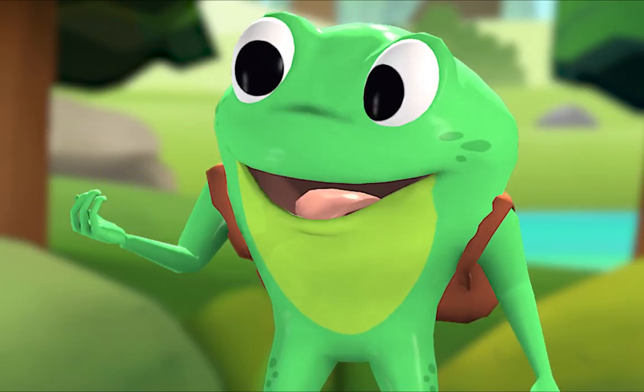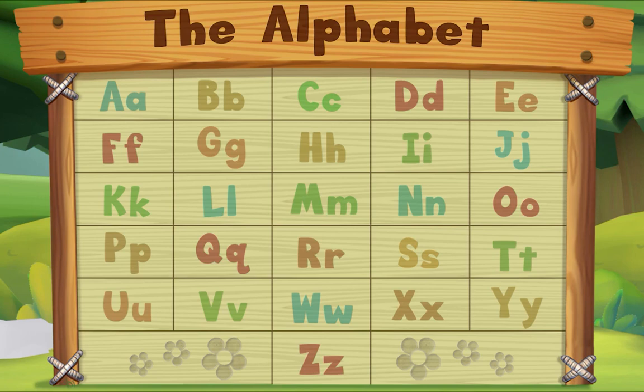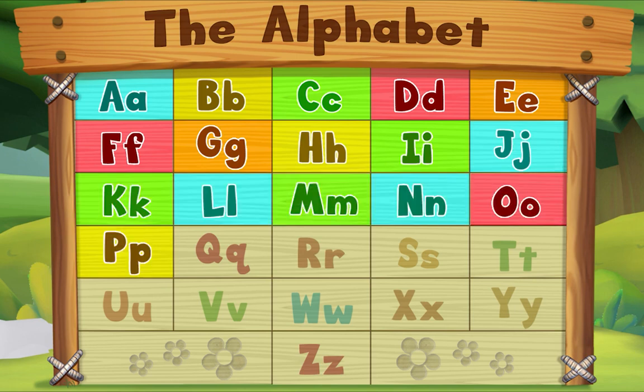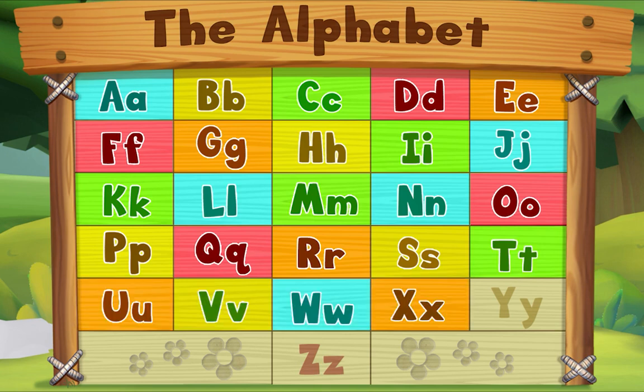Let's sing the alphabet song. A, B, C, D, E, F, G, H, I, J, K, L, M, N, O, P, Q, R, S, T, U, V, W, X, Y, Z. Now I know my ABCs.